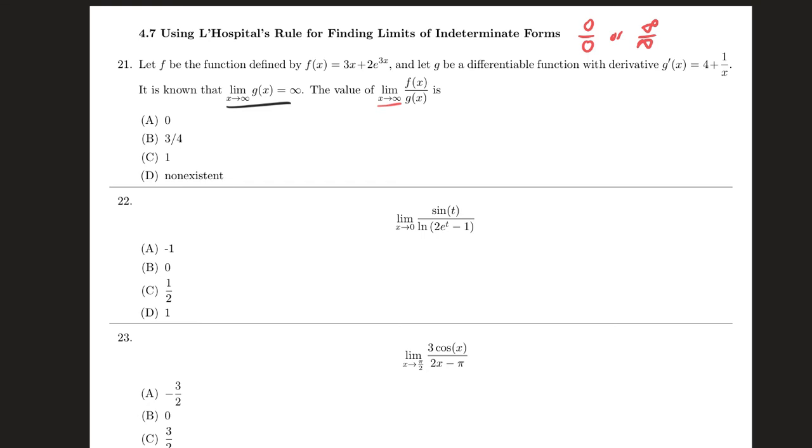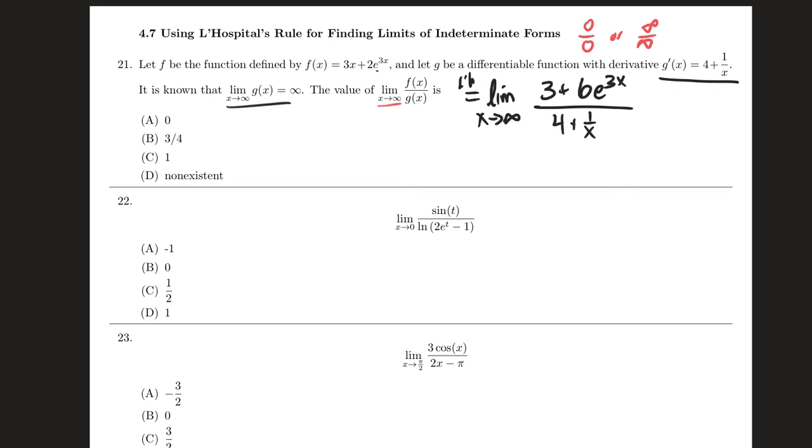So now this is equal to, by L'Hopital's rule, I have to take the derivative of my f function. That's going to be 3 plus 6 e to the 3x. Remember when you do the derivative of e to the 3x, it's going to stay, but you have to multiply by 3 because of the chain rule. On the bottom, I'm going to get the derivative of g that's given to us. It's just 4 plus 1 over x.